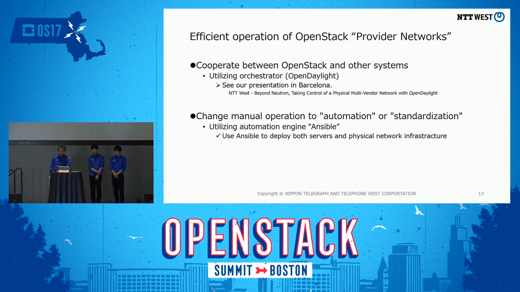About this, we have two ideas. The first is to link OpenStack environment and other systems. The orchestrator, such as OpenDaylight, manages the physical network environment which OpenStack cannot manage, and links that system with OpenStack environment. We had already presented about this at the last Barcelona summit. If you are interested in this, please see our presentation video.